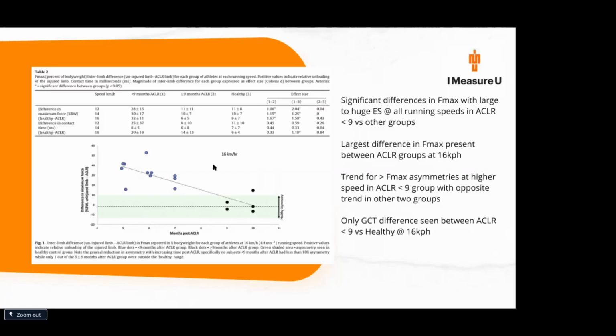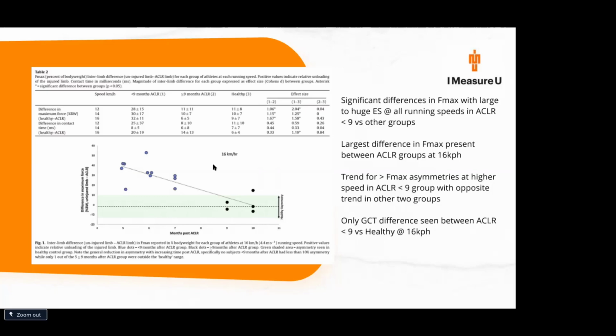The largest difference in Fmax was present between the ACLR groups, so the shorter than 9 months and the greater than or equal to 9 months, at 16 kilometers per hour, which was the highest speed. And there was a trend for greater asymmetries in Fmax at higher speeds in the ACLR less than 9 months group. And it was in fact the opposite trend in the other 2 groups. So the asymmetry actually decreased as the speed was increased.